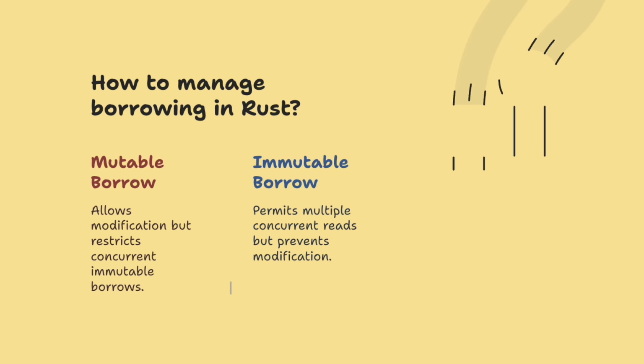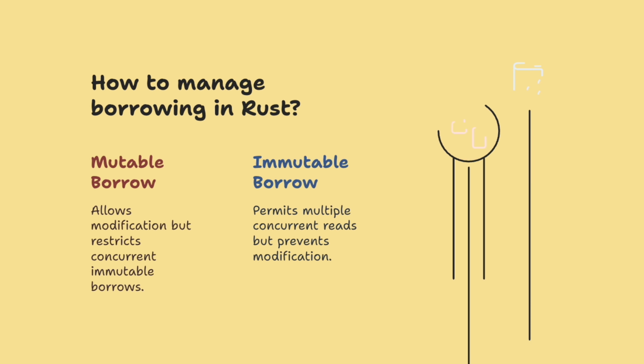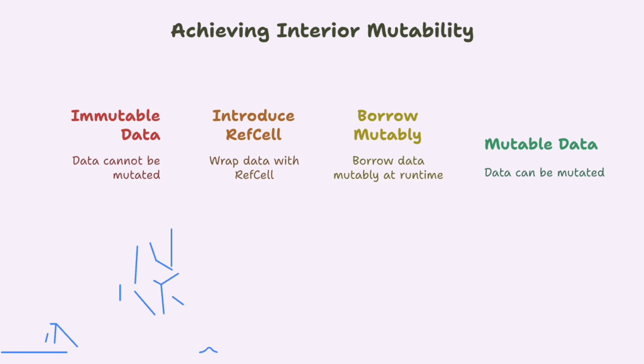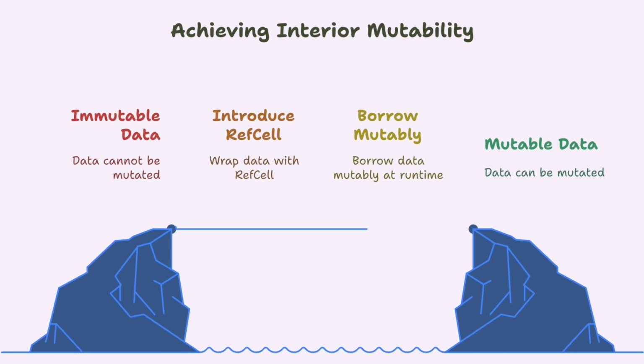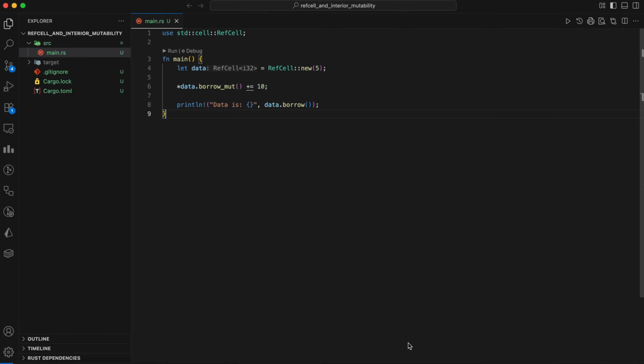If you've been following along, you know that Rust is super strict about borrowing rules. You can either have one mutable borrow or multiple immutable borrows, but not both at the same time. And normally, these rules are enforced at compile time. But sometimes you need more flexibility. Sometimes you need to be able to mutate data even if it's behind an immutable reference. And that's where RefCell and the concept of interior mutability come in.